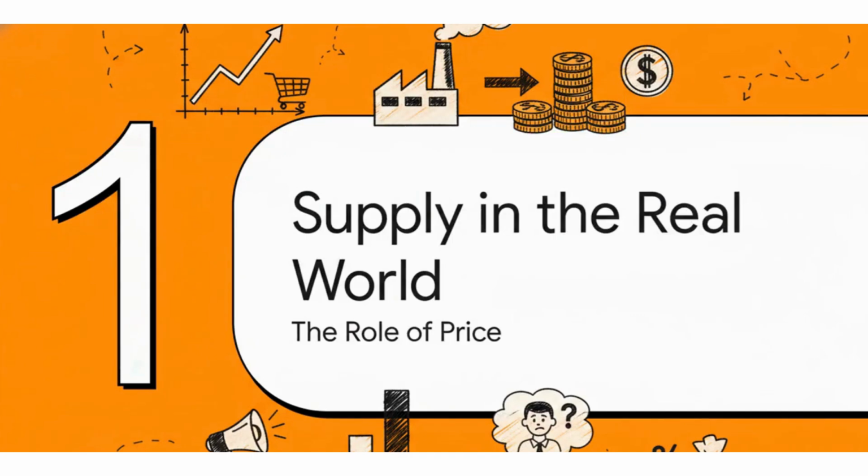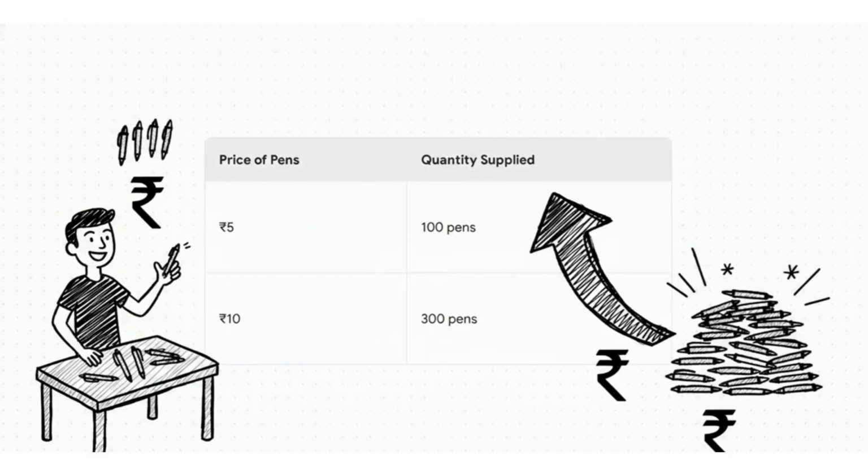Okay, that's the theory. Now let's see how this all plays out in the real world, because this is where you can really see how price changes, well, pretty much everything for a seller. All right, check this out. Let's take a simple pen seller. When the price for one pen is 5 rupees, they're willing and able to put 100 pens on the market. Makes sense. But watch what happens when that price doubles to 10 rupees. All of a sudden, they're ready to sell 300 pens.